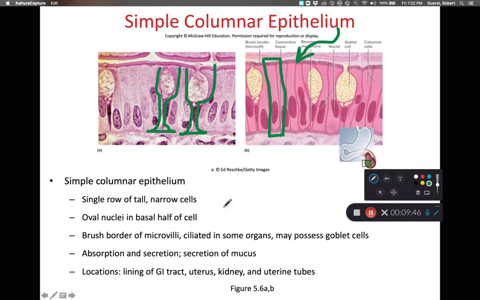As we look at columnar epithelium, the nuclei of a columnar cell are typically going to have an oval appearance. They can work for both absorption and secretion. And if there are those goblet cells present, they also are going to secrete mucus. We find them lining the gastrointestinal tract, the digestive tract for short. They are present in the uterus, our kidneys, and the uterine tubes. You may know the uterine tubes as the fallopian tubes.